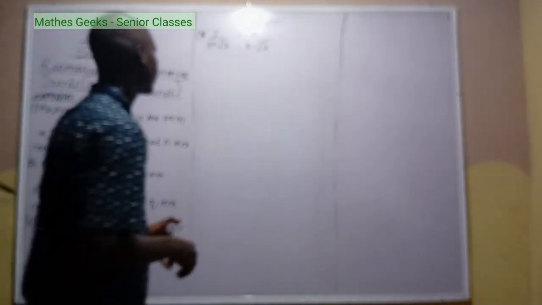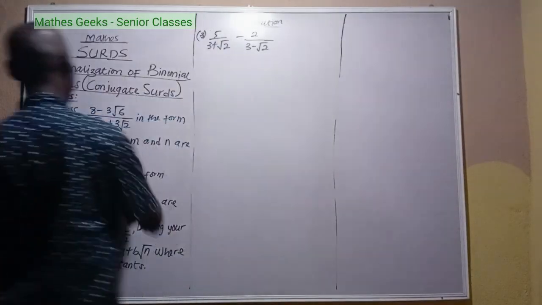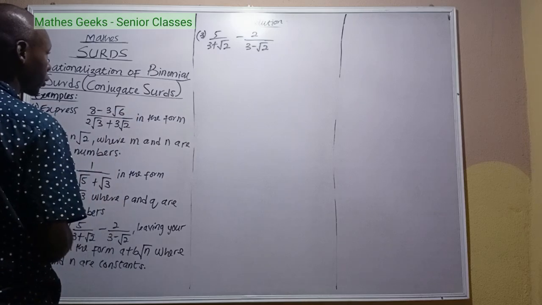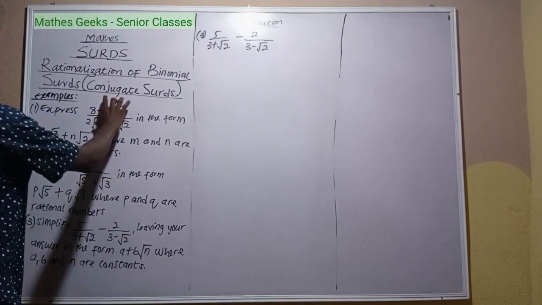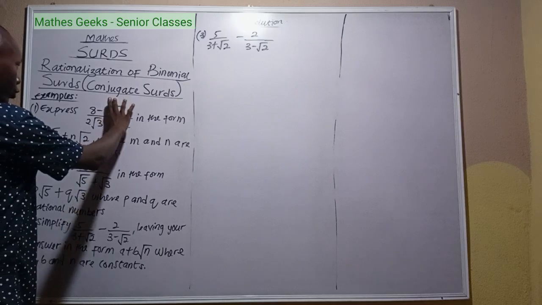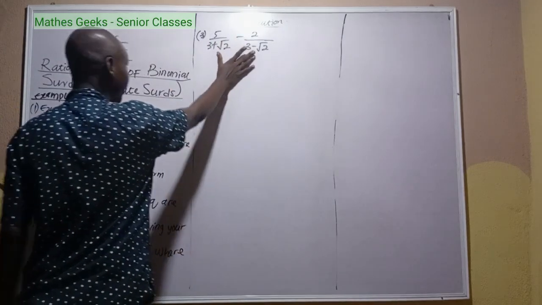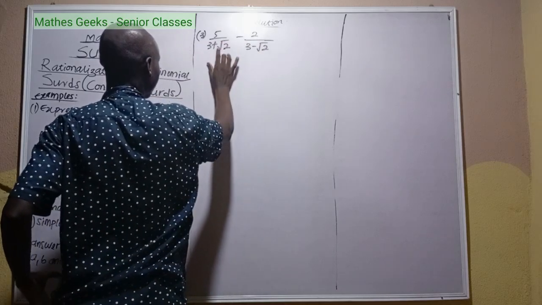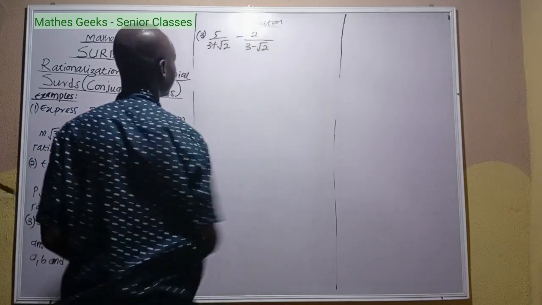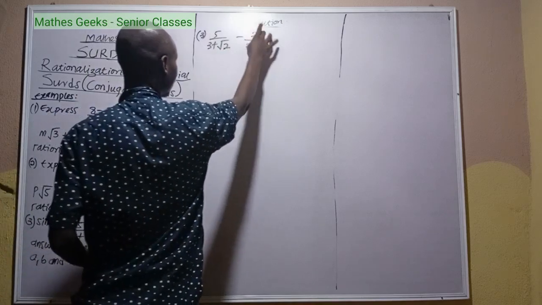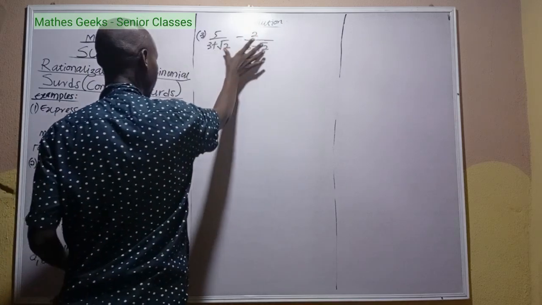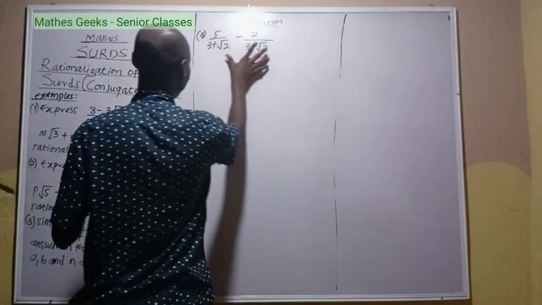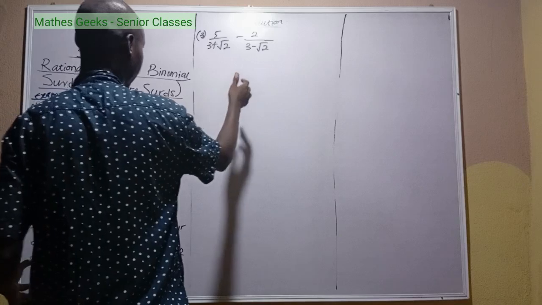Now, this particular example is different from these ones and these ones. What we have here is an expression. This is a fraction, while here we have two different fractions, 5 over 3 plus root 2 minus 2 over 3 minus root 2. When you look at it, you can see that this one is different from this. Here we have a single fraction, and here we have two fractions separated by minus.